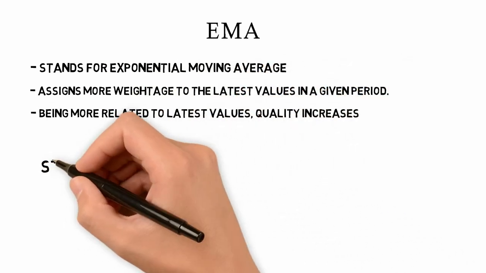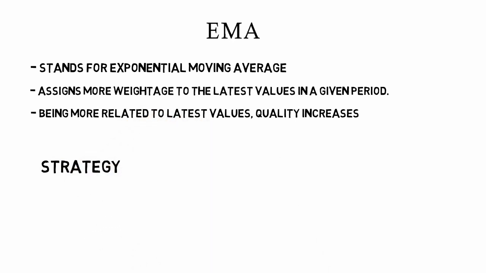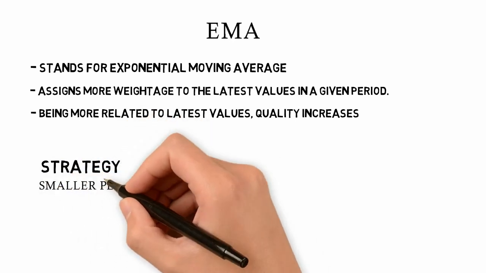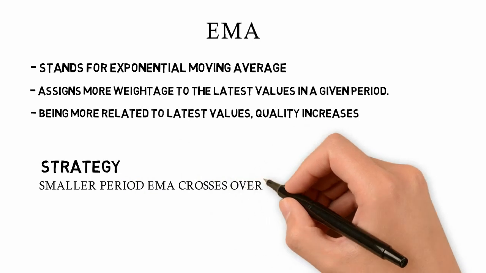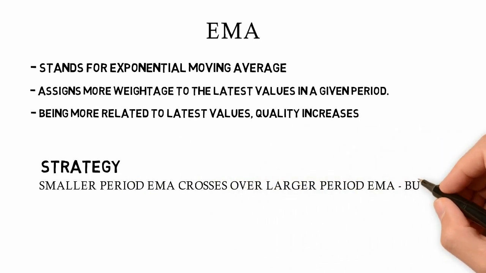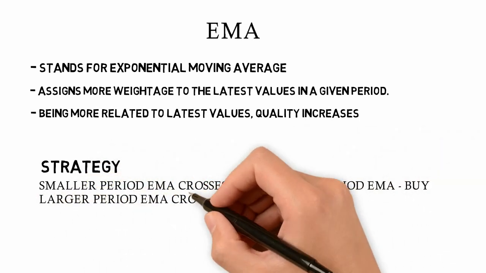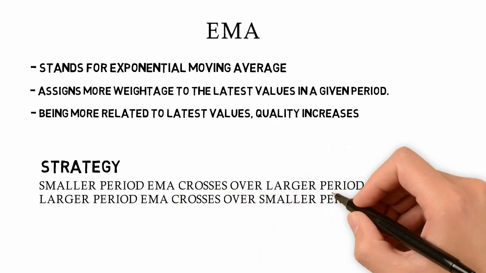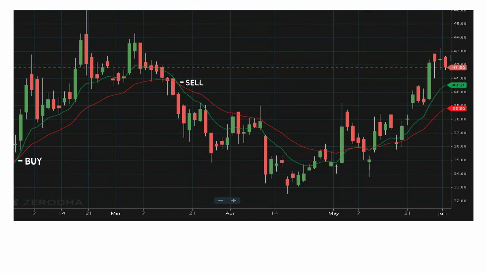So, the strategy to use is: whenever a smaller period EMA crosses above a larger period EMA, buy. Whenever a larger period EMA crosses above a small period EMA, sell. Example to the strategy. To be continued.